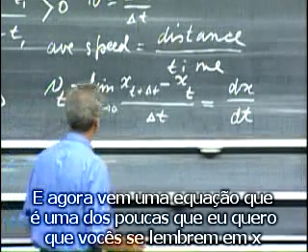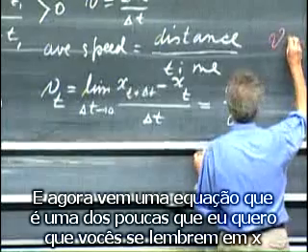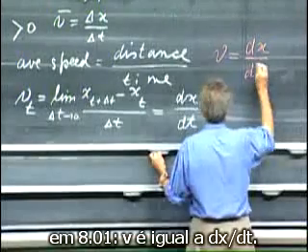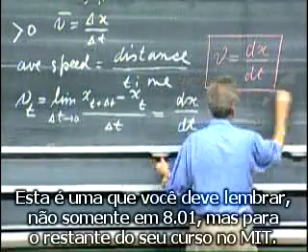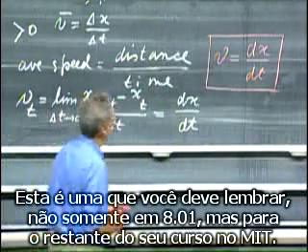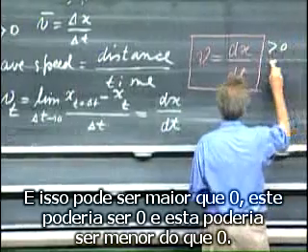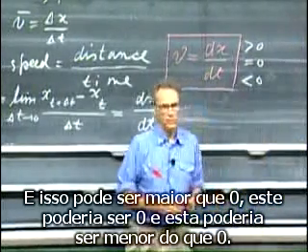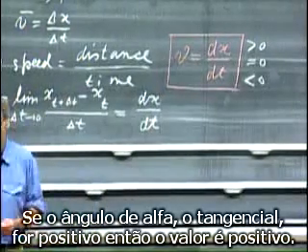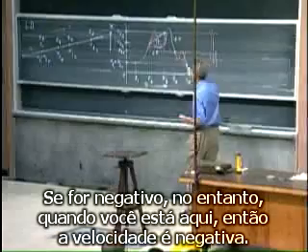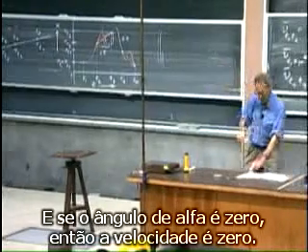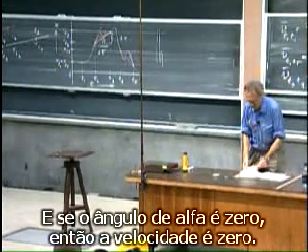And now comes an equation, which is one of the very few that I want you to remember. In 801, v equals dx/dt. This is one that you must remember not only in 801, but for the rest of your time at MIT. And this could be larger than 0, this could be 0, and this could be smaller than 0. If the angle of alpha, the tangential, is positive, then it is a positive value. If it is negative, then it is a negative velocity. And if the angle of alpha is 0, then the velocity is 0.